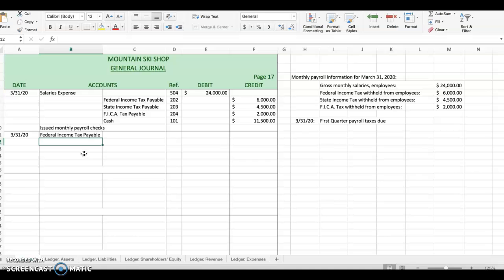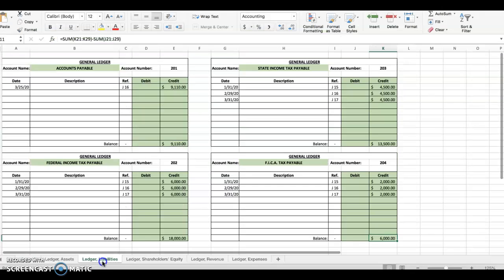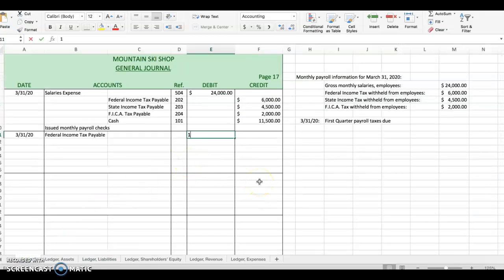And when we pay a liability, we are reducing it. So that's why we're going to debit this amount. And we need an amount here to put in. But as I said, we don't use the 6,000. We have to go to the liability account and look at how much we owe. Federal income tax payable, we look at the balance at the bottom. We owe 18,000. That's what we have to pay. So that's what goes over here.